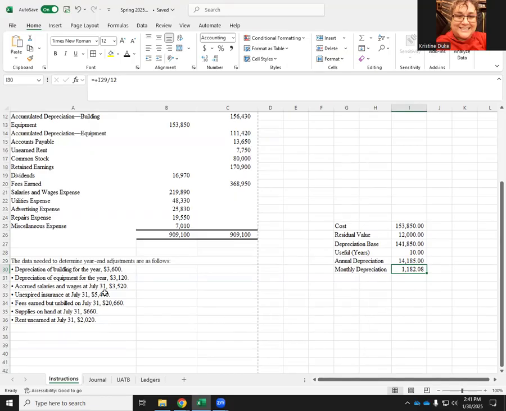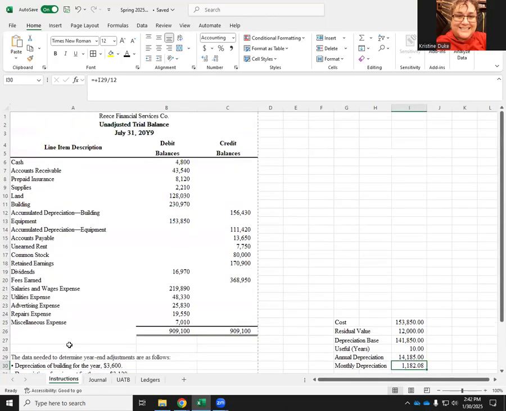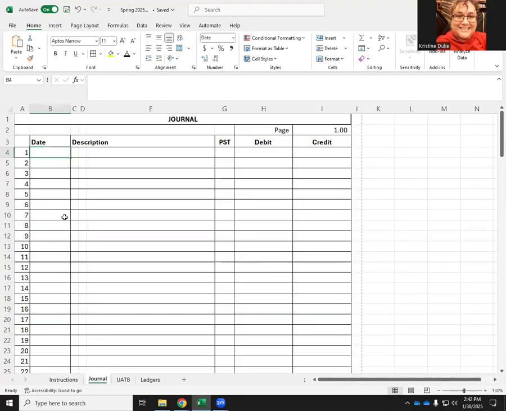So we have 2 of those, and then we got some salaries, and they've given us the dollar amount. I'm going to come back in here and show you how you figured that out too. Then they have unexpired insurance, fees earned but not billed, supplies on hand, rent unearned. Okay, here we go. Let's get her done. Okay, and I think it said July 31st. We're going to pretend it's 7/31 our time.